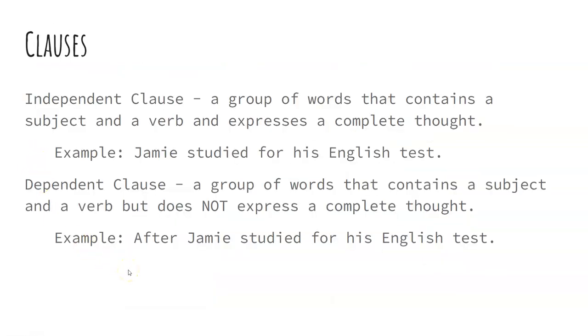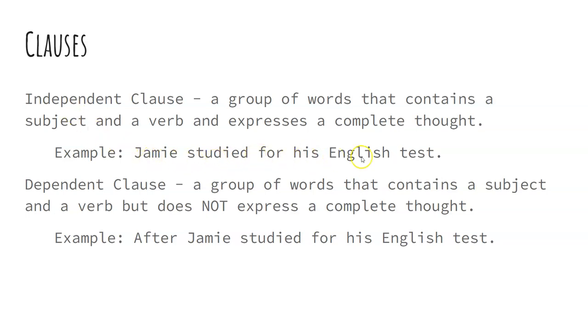Okay, getting into the harder part of syntax. To begin with, you need to understand this idea of clauses. A clause is a group of words that contains a subject and a verb while expressing a complete thought. So we have two different types of clauses: independent and dependent. Independent means that it can stand on its own. It doesn't need any more information. It has a subject, it has a verb, it's a complete thought, it's a sentence.